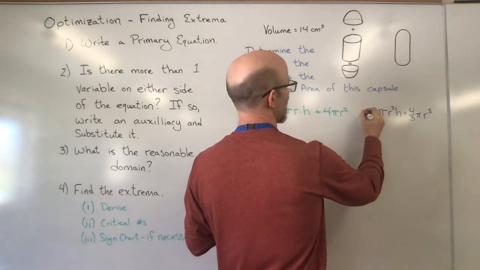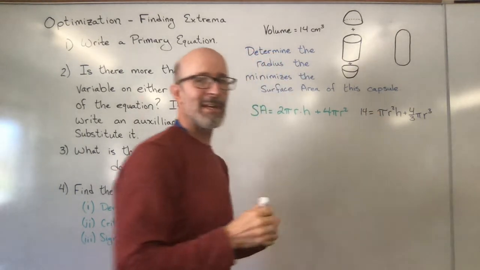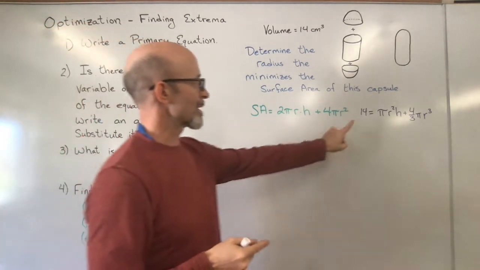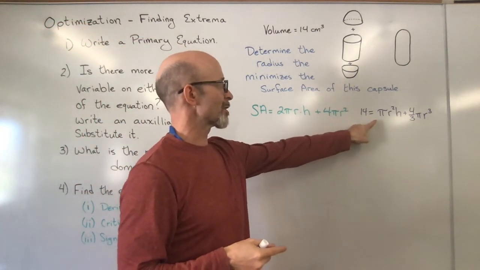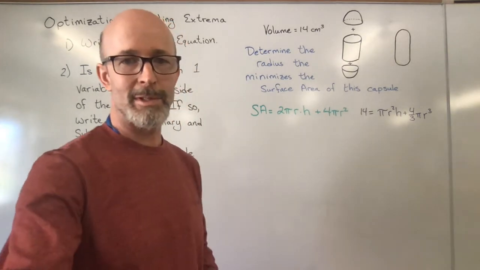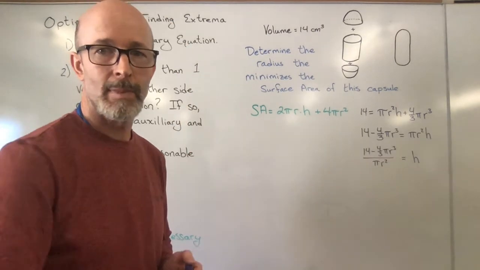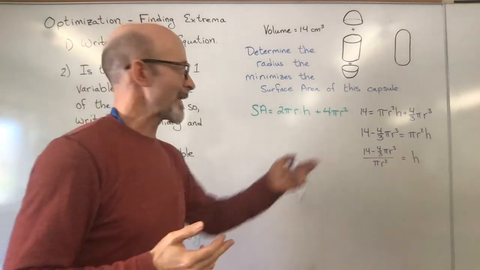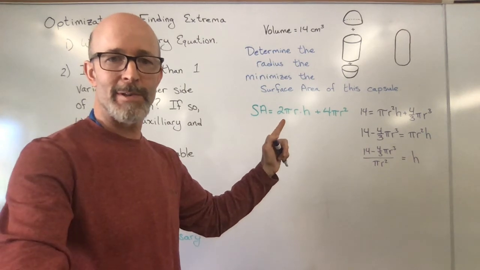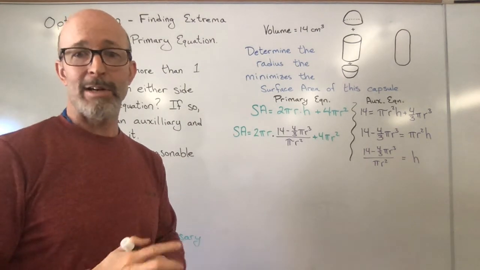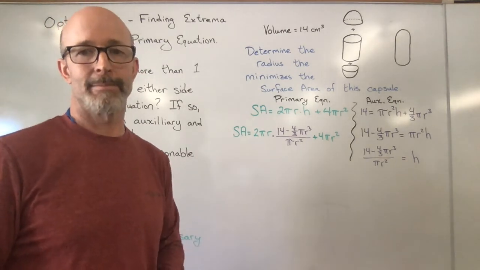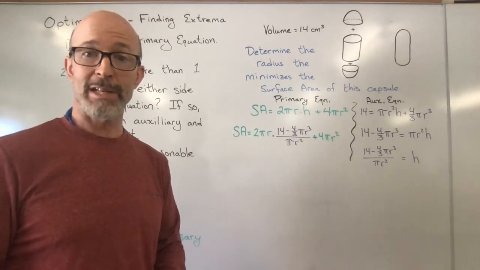And we can even plug in this number, which has to be 14. So I'm using my auxiliary equation. I'm going to rewrite it in terms of h and plug it in here to eliminate one of the variables. Here's how that might look. I've solved for h. Plug that back into the surface area now. And now I don't like my primary equation anymore. It's too ugly. I don't like it. Sorry. But that's what I'm supposed to do.